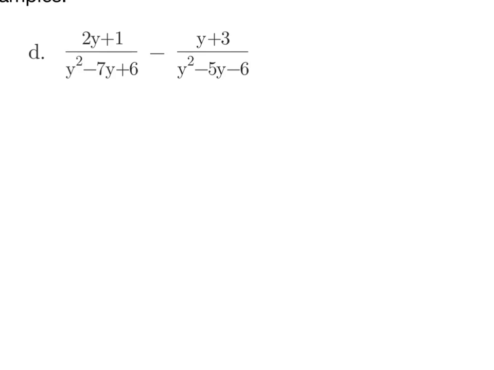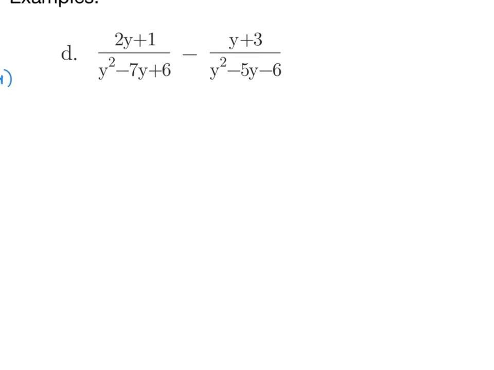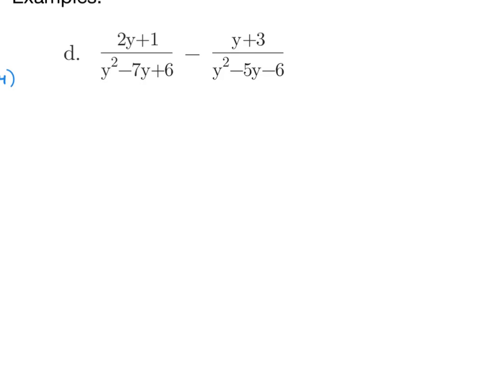So just like in the previous problem, the first thing that I want to do is factor the denominators. So if we look at the first one, this is going to factor to y and y. Things that multiply to 6 and combine to 7 is 1 and 6. And remember, to multiply to a positive 6, we have same signs. To combine to a negative 7, they have to both be negative.